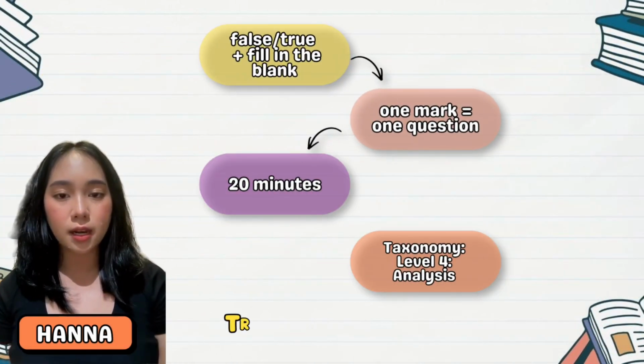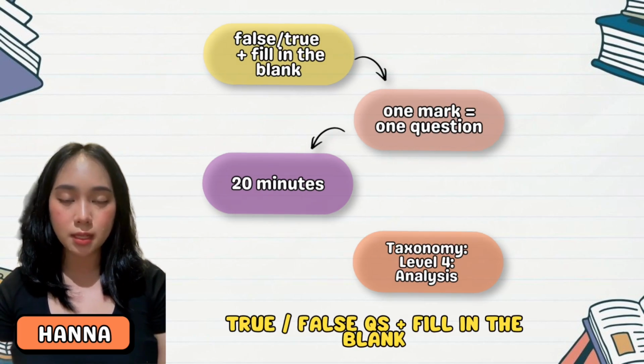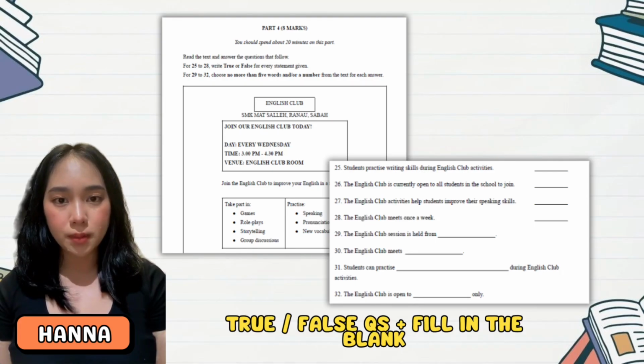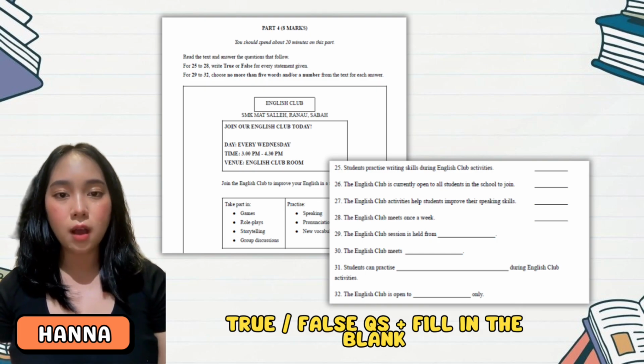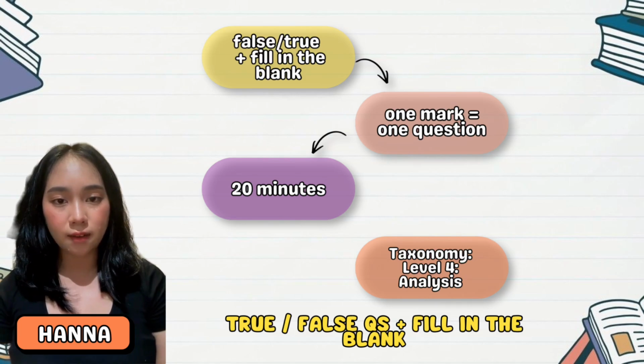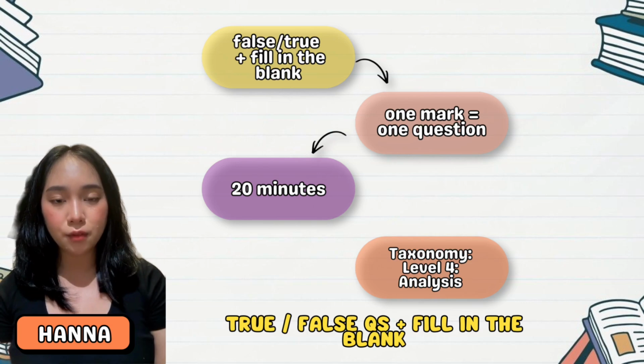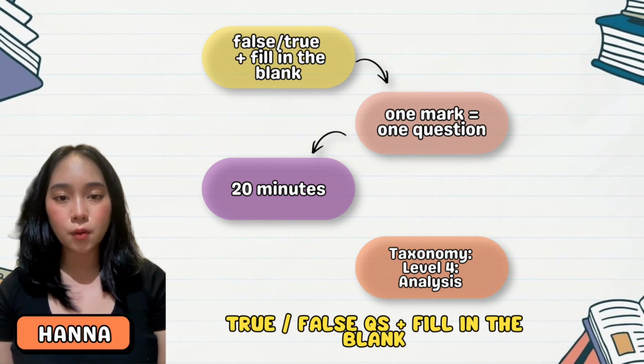Part 4 has 8 questions carrying 1 mark each, and the suggested time to complete is 20 minutes. This part is a combination of true or false and fill in the blank questions. In terms of Bloom's taxonomy, this part assesses the analysis level, as students need to examine the text carefully and match information accurately to the given questions.